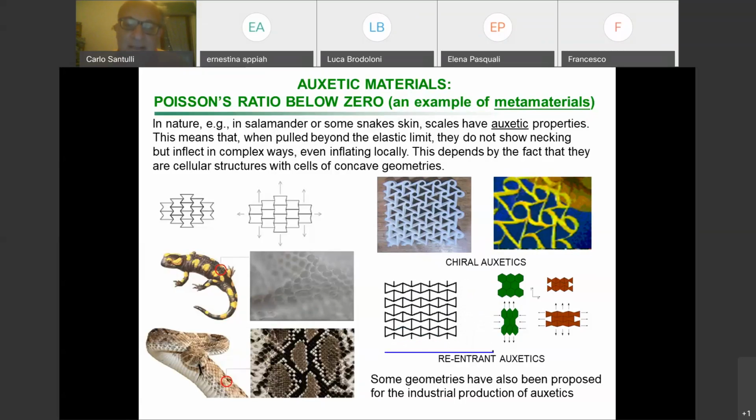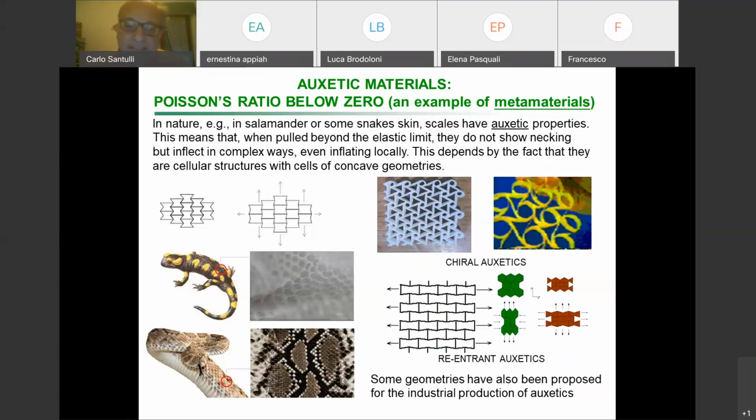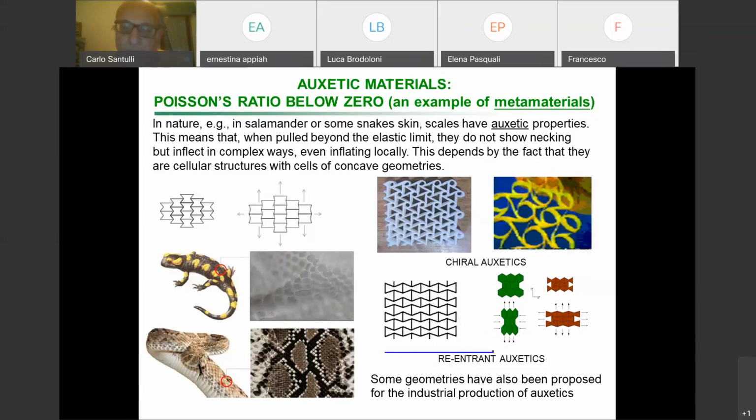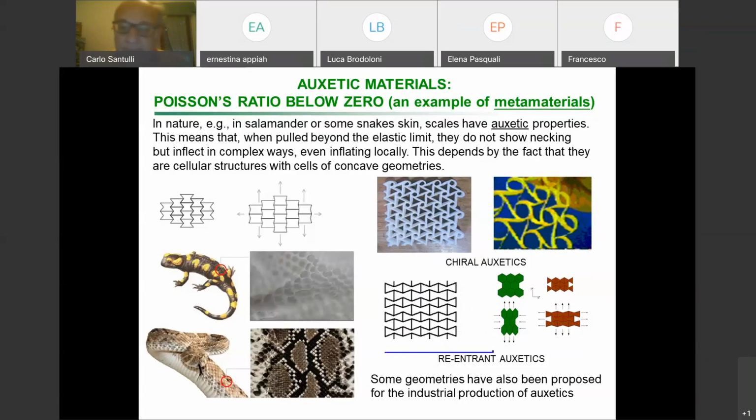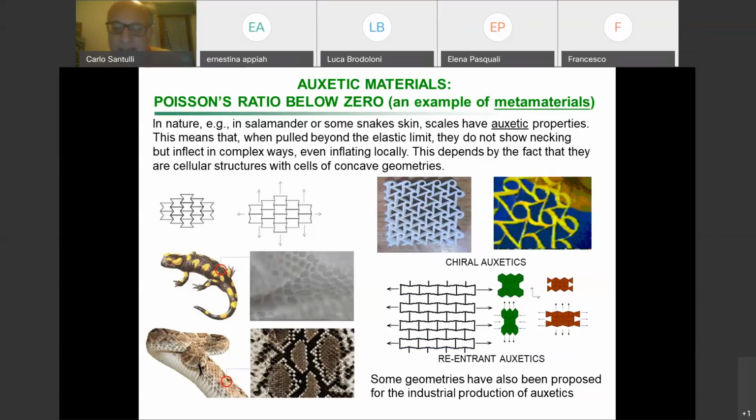You could ask, which kind of material could I make that with? Well, salamanders and snakes use keratin. In our case, we could use, for example, composites. We could even use paper. Paper would work very well for this kind of trick. We could use foam, because it's cellular already, so it's relatively easy to work it out in that way.